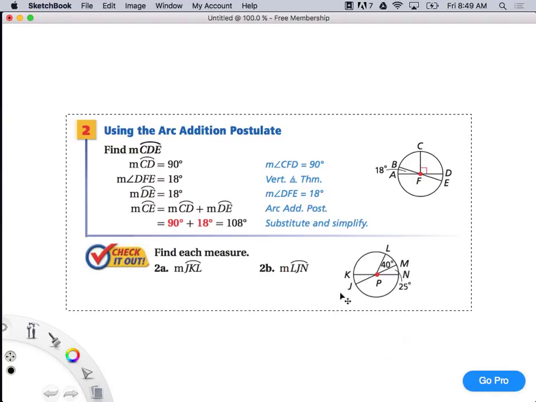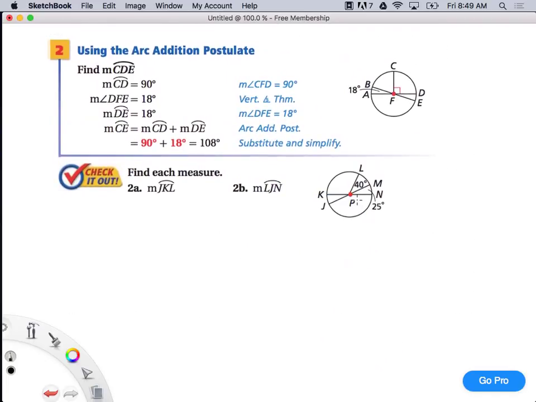Now the next one, the measure of angle LJN. Well, let's take a look. LJN is this whole thing from here to here. Well, wait a second, that's easy. If this is 40 and that's 25, that's 65, and this is the rest of it. Why is that about 360? So I just do 360 minus 40 and 25, which is 65. You guys understanding that? Equals 295.